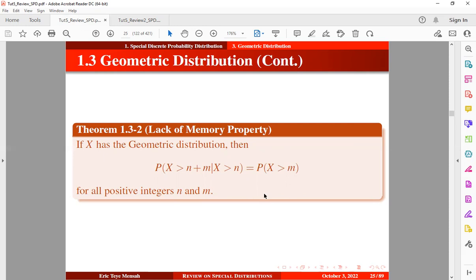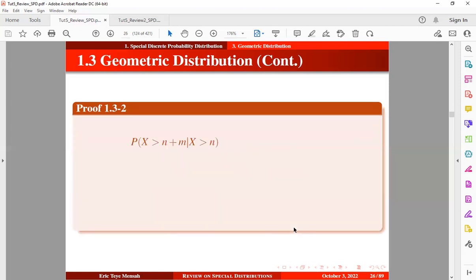This basically means that the count of the number of trials until the next success can be started at any trial without changing the probability distribution of the random variable, okay? So that's basically the analogy behind the lack of memory property for the geometric distribution. All right, so there's a proof to this theorem. Let's take a look at the proof.